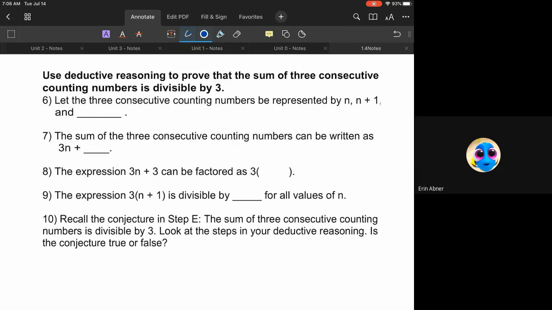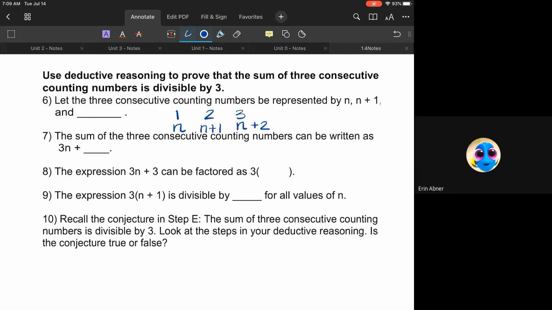be represented by n, n plus 1, and, well, let's look at our 3 consecutive counting numbers. So 1, 2, 3 are consecutive counting numbers. If 1, 2, and 3 are consecutive counting numbers, if this one we replace with n, well, this is n plus 1, because 1 plus 1 is 2. Well, if I use n again, it has to be plus what? So 1 plus what equals 3? Well, 2.